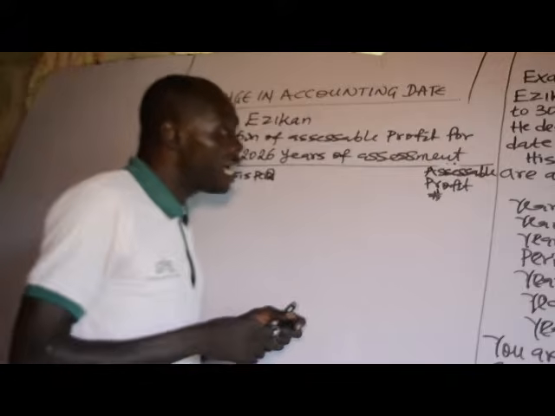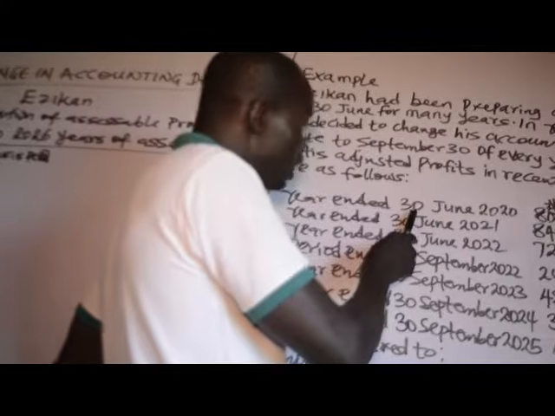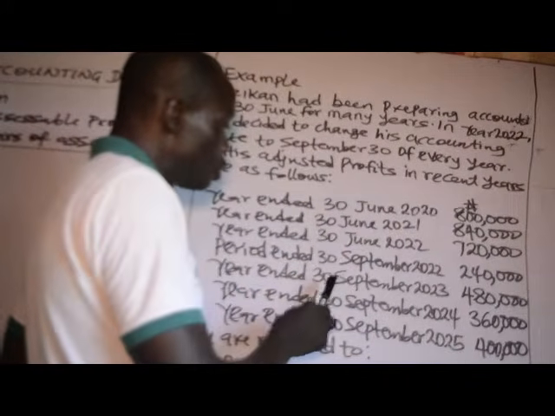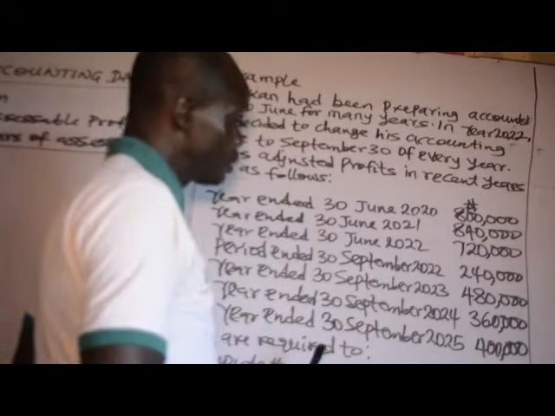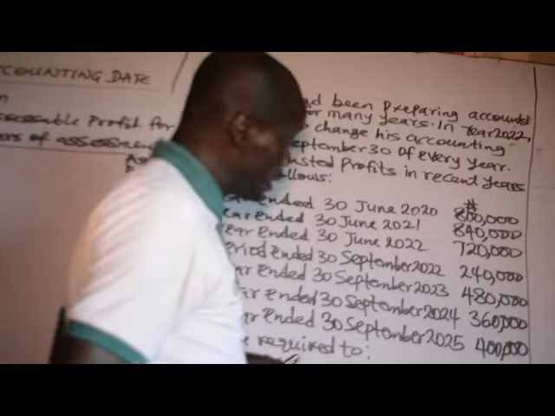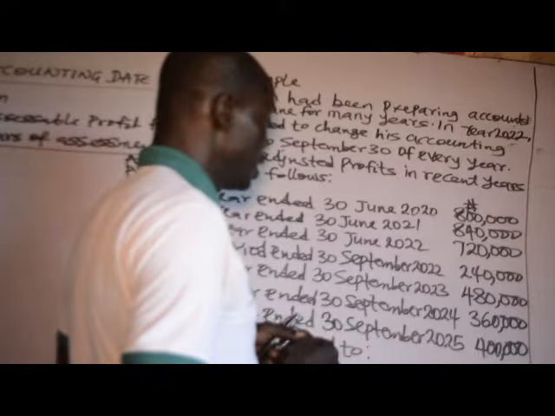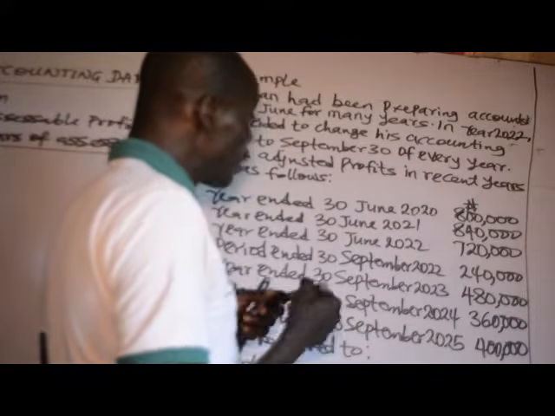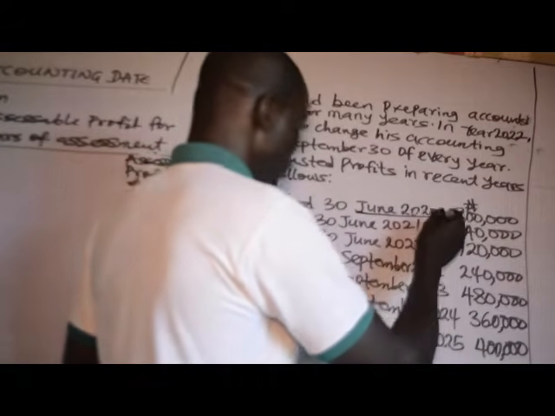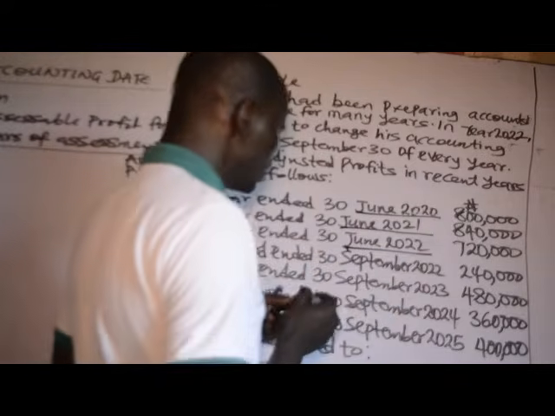Before I start this, remember this question. Since the entity adopted June in 2020, June in 2021, June in 2022, and September in 2022 again, the entity has changed their accounting date. Since the accounting date has been changed, this question involves changes in accounting date. The year of change follows the consistency principle. In 2020, they adopted June. You are expecting June in 2021, which is there. You are expecting June in 2022, which is also there.